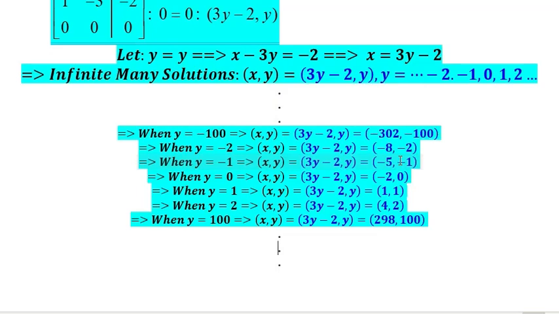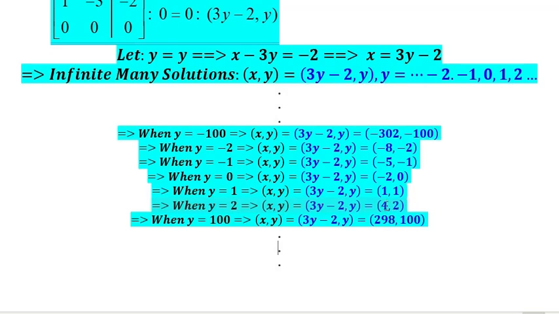When y is 0, then x is 3 times 0 minus 2, which is minus 2. When y is 1, then x is 3 times 1 minus 2, which is 1. When y is 2, 3 times 2 is 6, 6 minus 2 is 4.